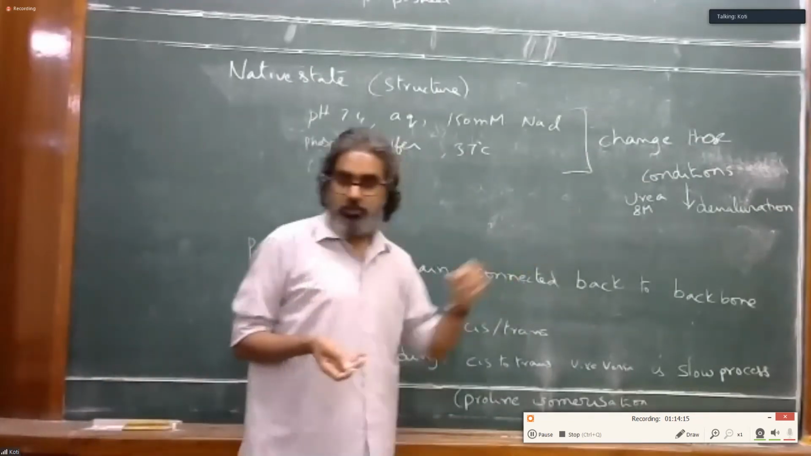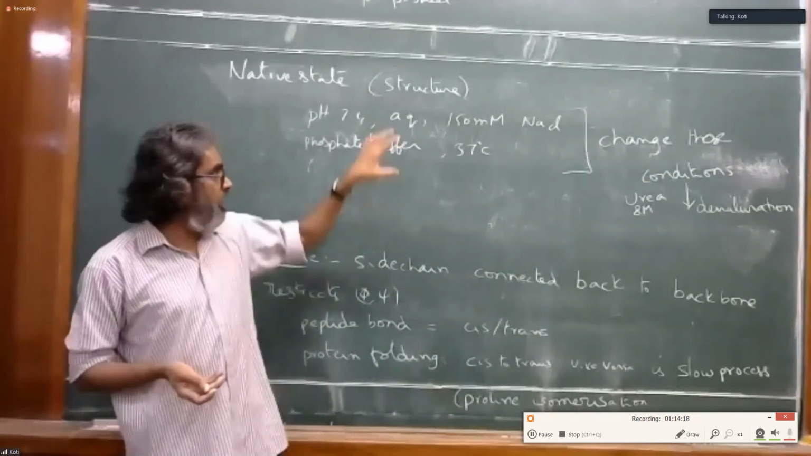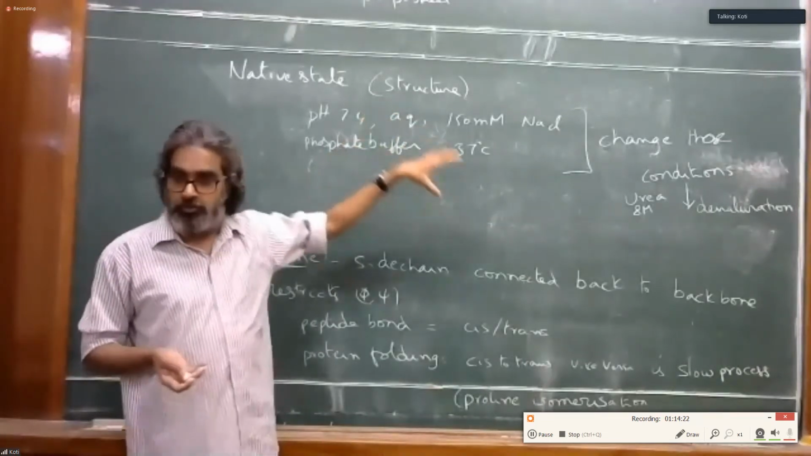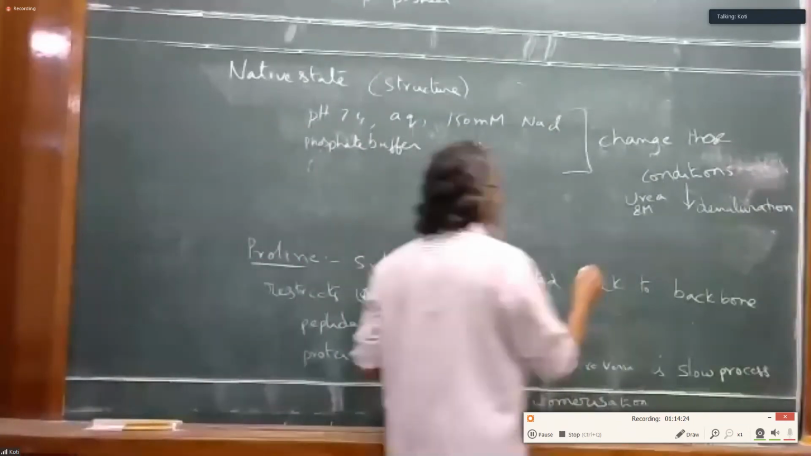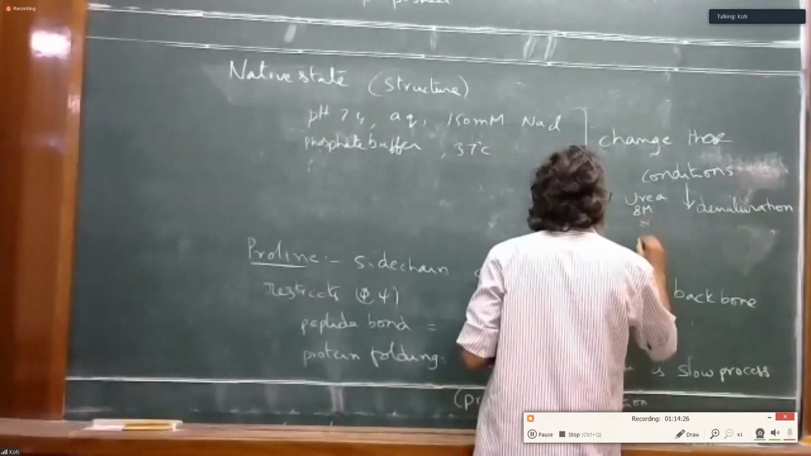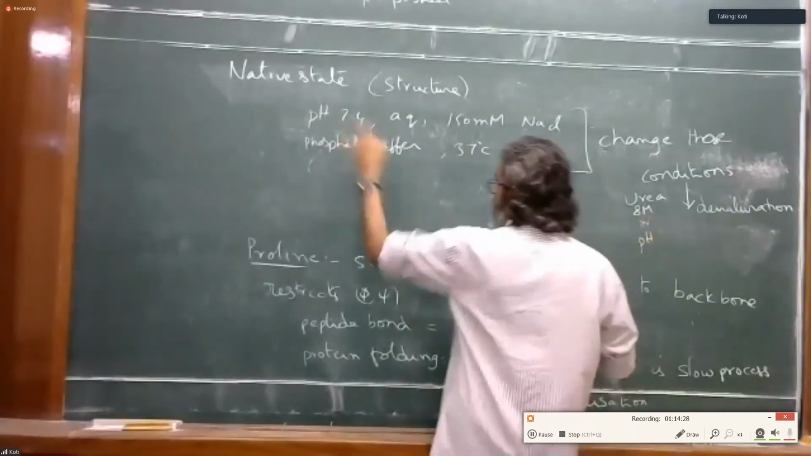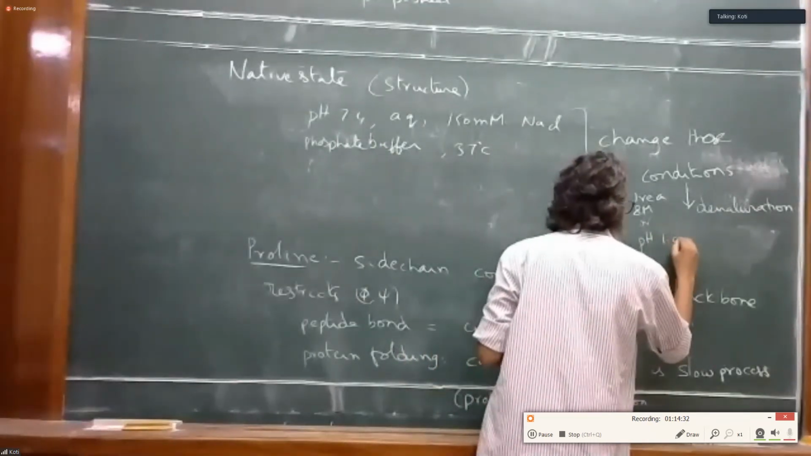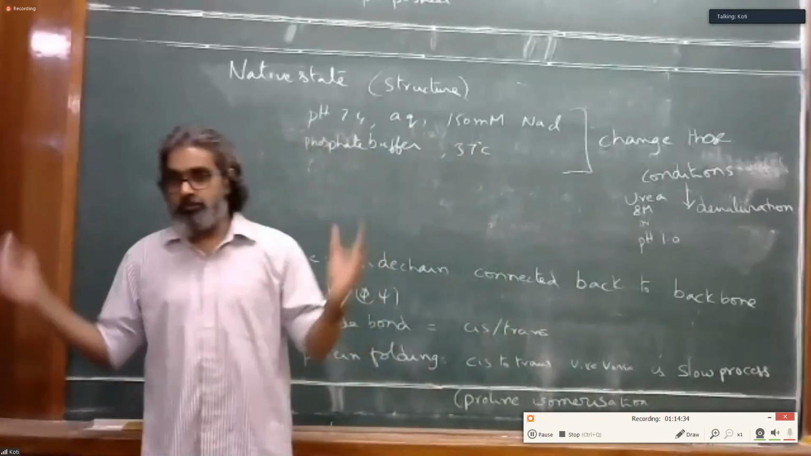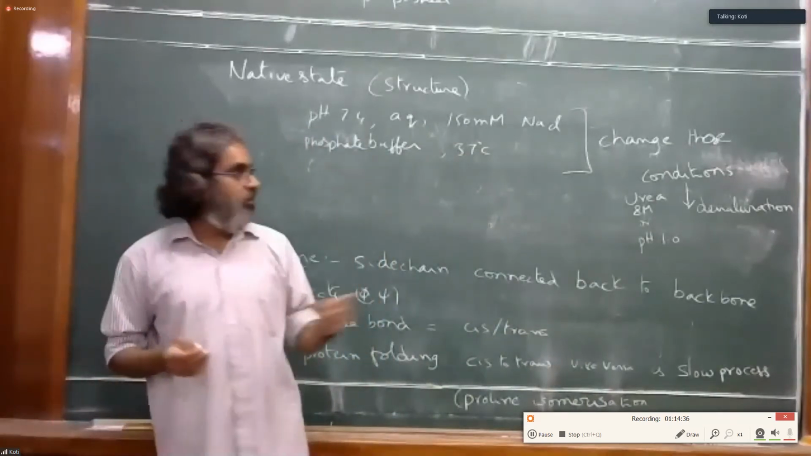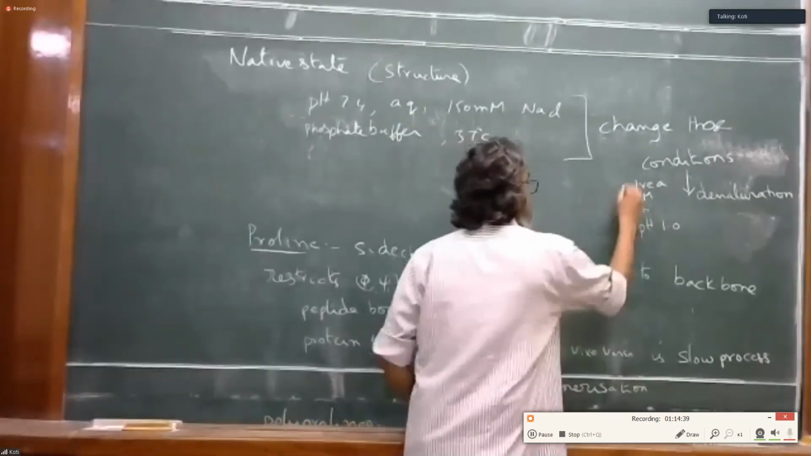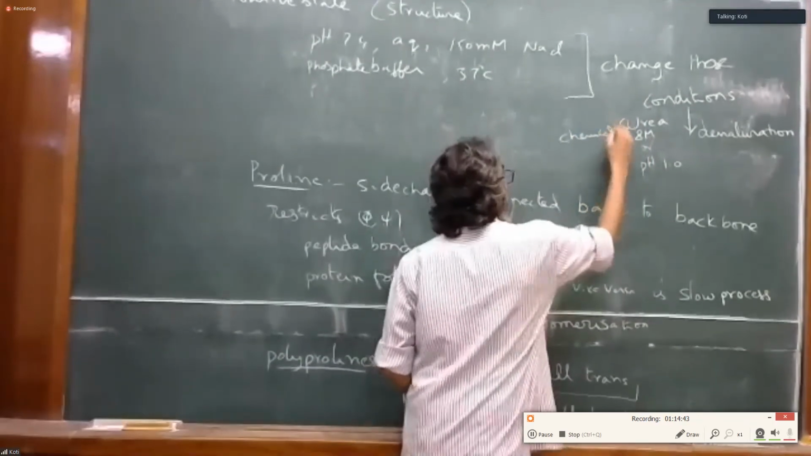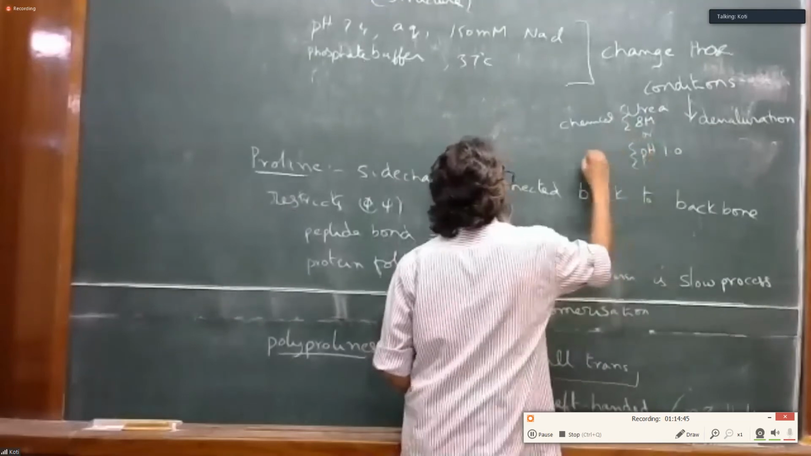But this denaturation can be brought about by taking the system away from these native conditions. For example, using urea. Or change pH. pH is 7.4, right? Imagine now pH is brought to, let's say, 1.0. This is called pH denaturation. So this is chemical denaturation, and this is pH denaturation.